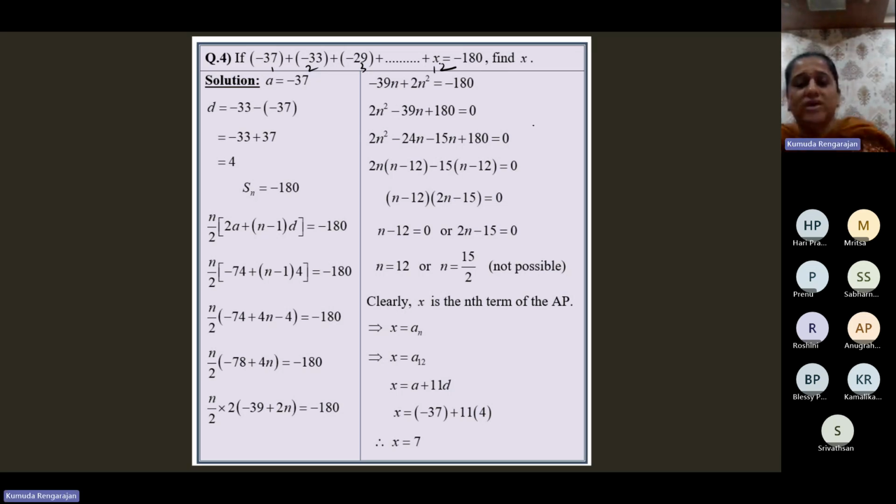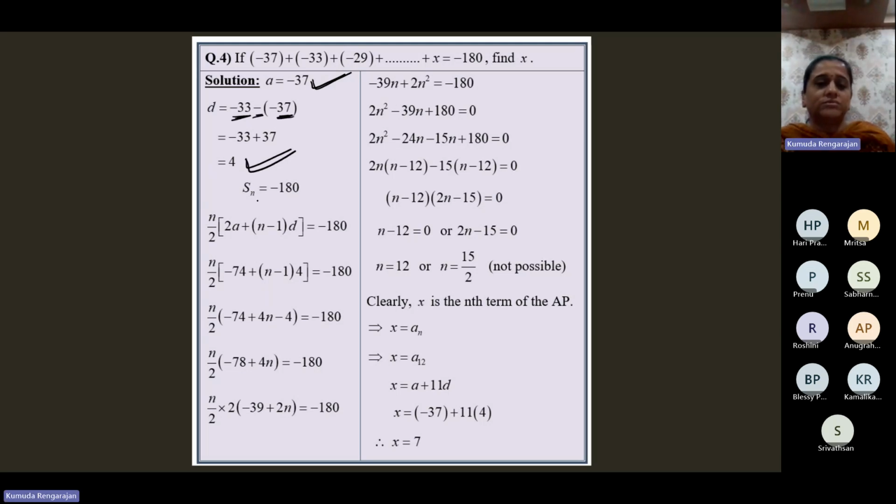Okay, now we have to find the value of x. So clearly x is the 12th term. So you'll have to find a12, which is a plus 11d. So see here, a is minus 37. d is 4, second term minus the first term.